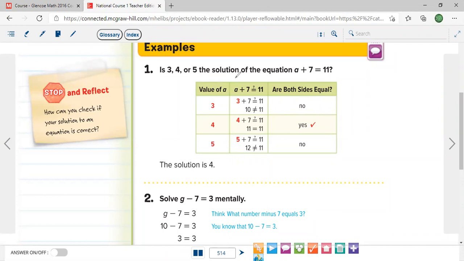Is 5 a solution of the equation? Let's try. 5 plus 7, is it equal to 11? 5 plus 7 is 12, it is not equal to 11. So no, 5 is not a solution. Of course, you can know mentally what is the value of a. Many students can know mentally that the value of a should be 4 because 4 plus 7 is 11. But this is the way you are going to show the one that is a solution and the one that is not a solution.